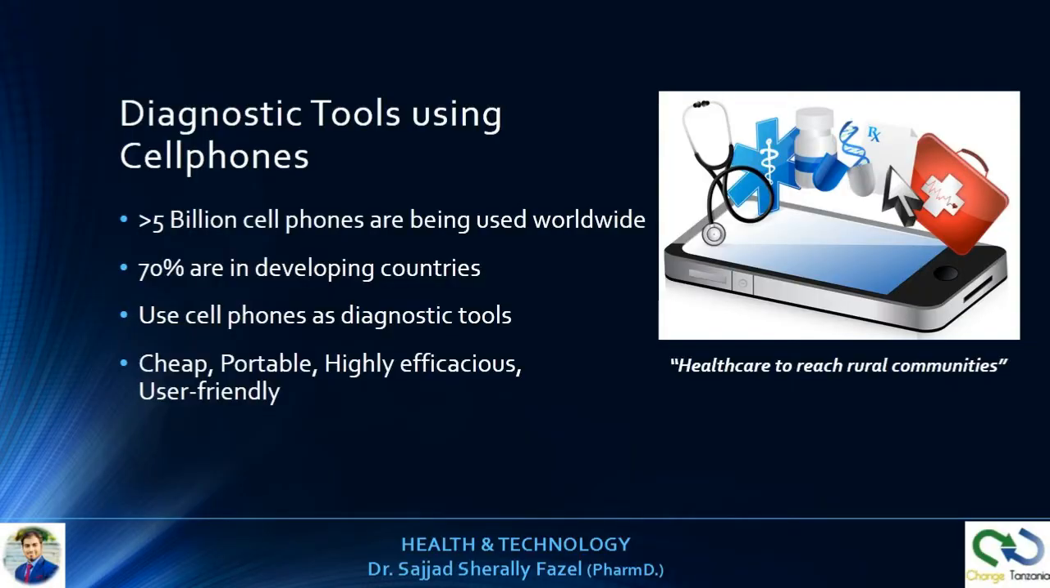So the first thing we'll be looking at is diagnostic tools using cell phones. There are almost 5 billion cell phone users in the world, and 70% of them are in developing countries. And as was previously mentioned by Given, people have more cell phones than toothbrushes in the developing world. There are a lot of new tools that use cell phones to make diagnosis easier and reach rural areas.